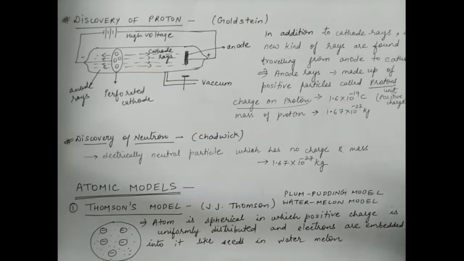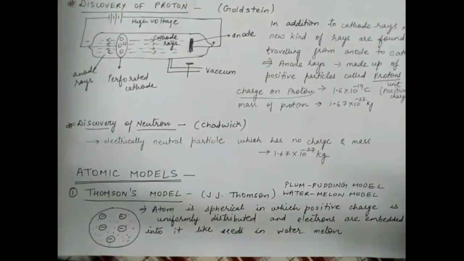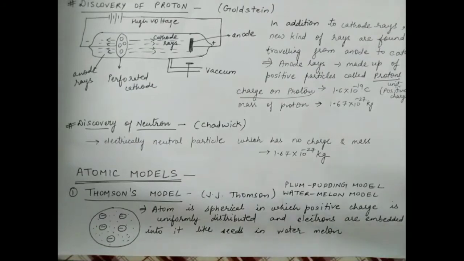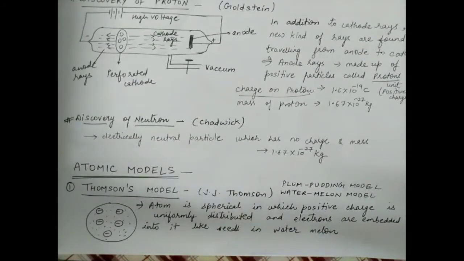And the last fundamental particle, that is the neutron, was discovered by Chadwick. These neutrons contribute to the atomic mass. These are electrically neutral particles, they don't have any charge. And what is the mass? It is 1.67 × 10^-27 kilogram. So this is how your fundamental particles were discovered.